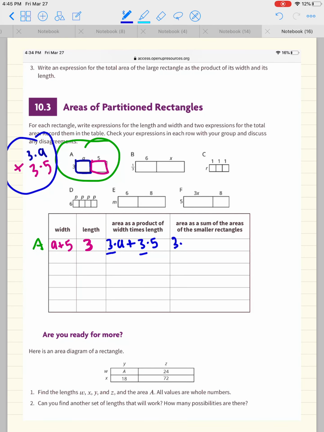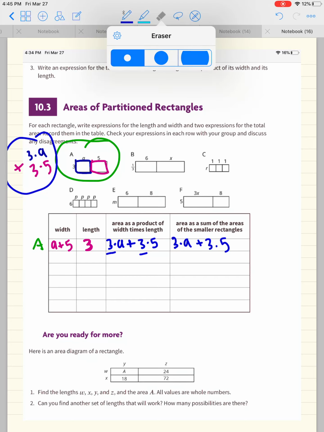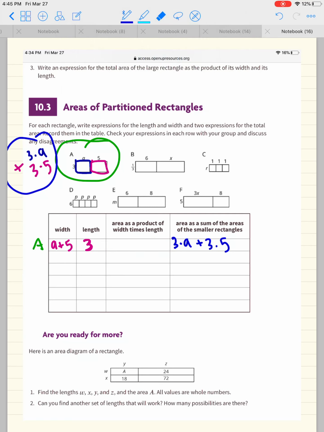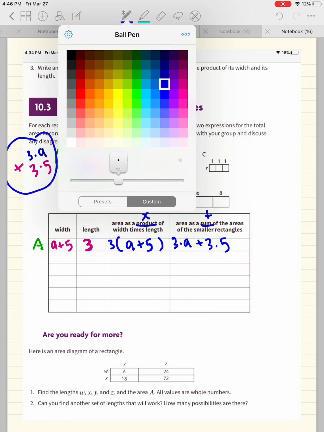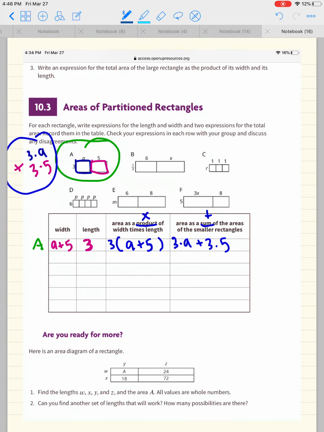Oh, you know what? I did this wrong. So that one should actually go right here. What should have gone in the one above it is we're taking our length, which is 3, and we're multiplying it by our width, which is A plus 5. Okay? Product means multiply. Sum means add. So that's why I messed that up.